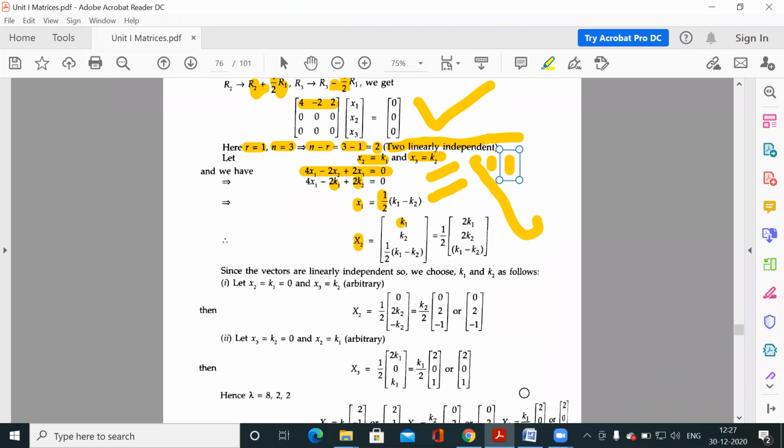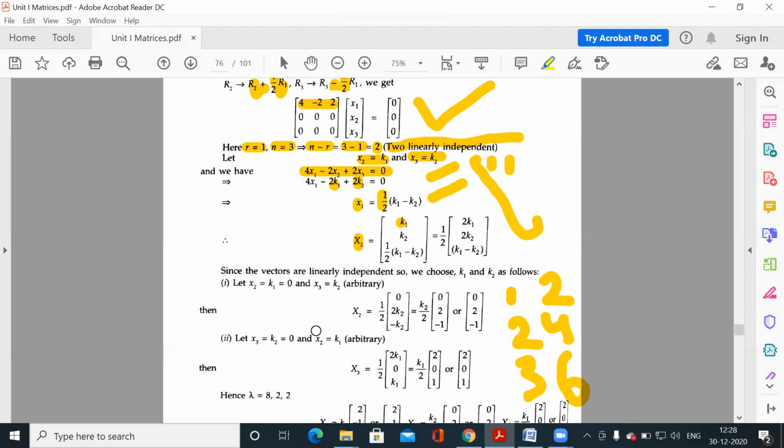What is the meaning of independent? Independent means if one eigenvector is 1 2 3, suppose, and the other we take as 2 4 6, then these are not independent eigenvectors. This is a multiplication, meaning this vector is dependent on that vector. If you multiply 2 here, you will get the second one, or similarly if you multiply 1 by 2 here, you will get the first eigenvector. So these are dependent eigenvectors. We have to set the values of k1 and k2 such that we get two independent eigenvectors.